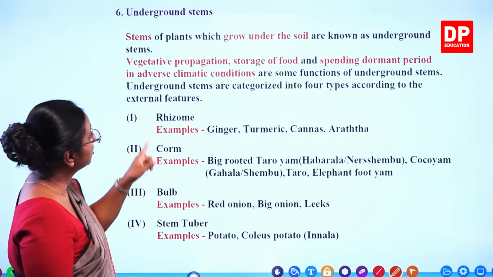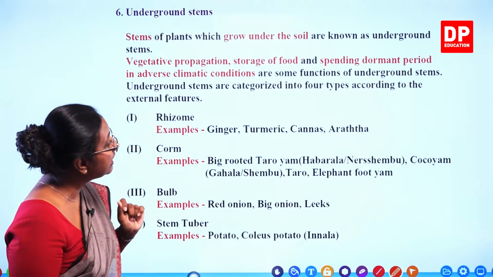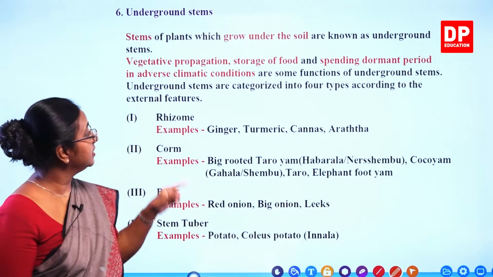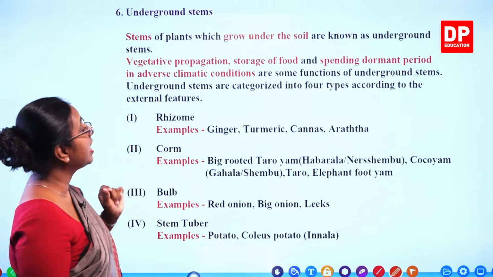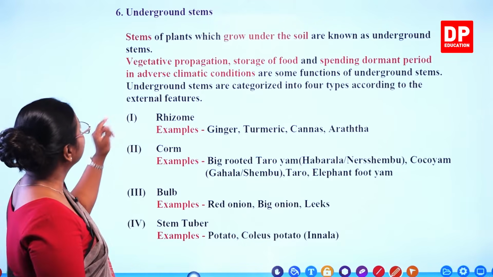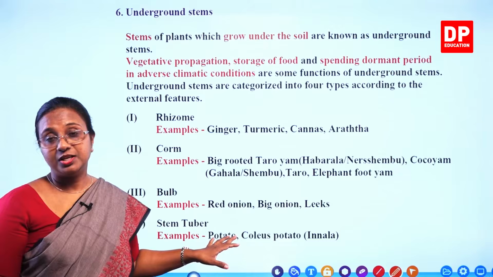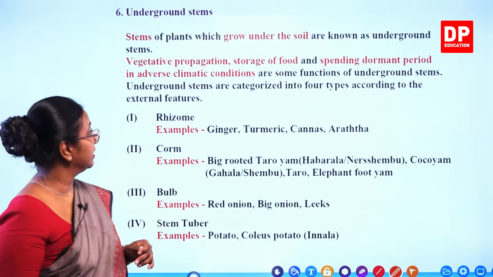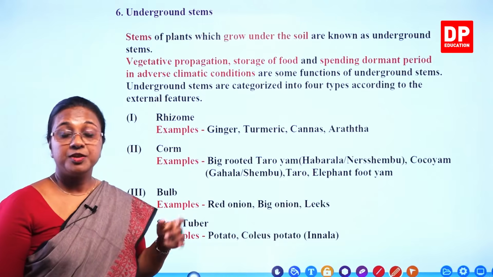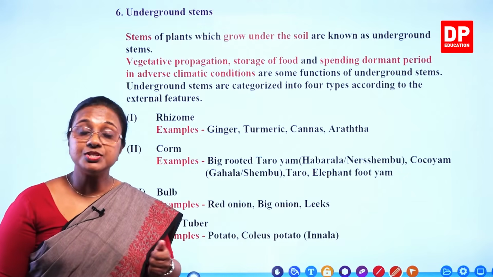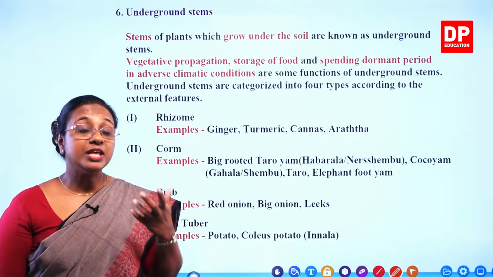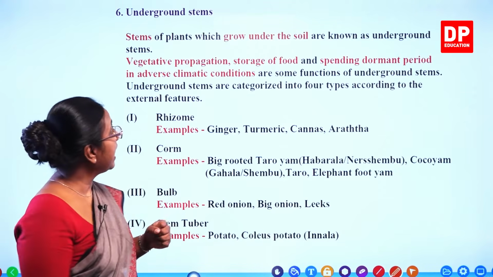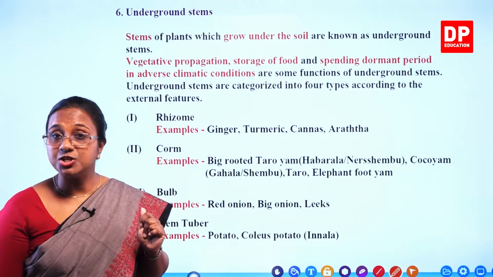Vegetative propagation, storage of food, and spending dormant period in adverse climatic conditions are some functions of underground stems. Vegetative propagation is what we are going to discuss now, producing new offspring by vegetative methods. Then storage of food. For example, potatoes are underground stems. They store food, that's why we use them as yams.